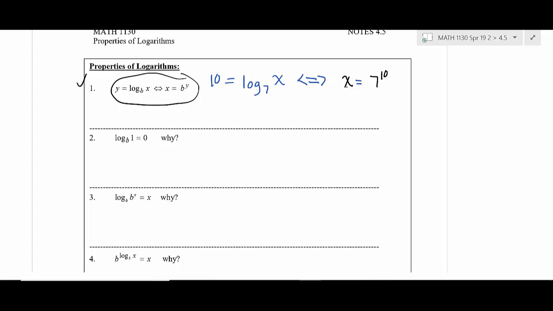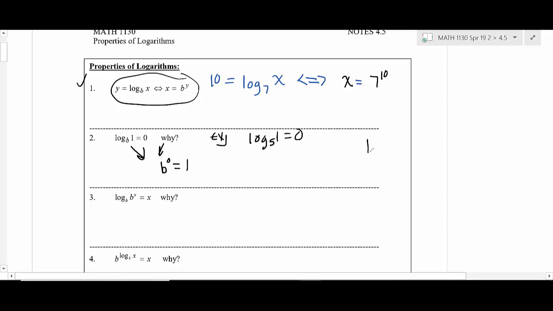Okay, this next one is just saying anytime you have a log of any base of 1, it's going to be 0. So as an example, if you had something like log base 5 of 1, that's equal to 0. Well, the reason why is real simple. If you wrote this in exponential form, you would have b to the 0 is equal to 1, which we know is true. So anytime you do a log of 1, you get 0. You don't have to memorize that. You figure it out as it shows up.